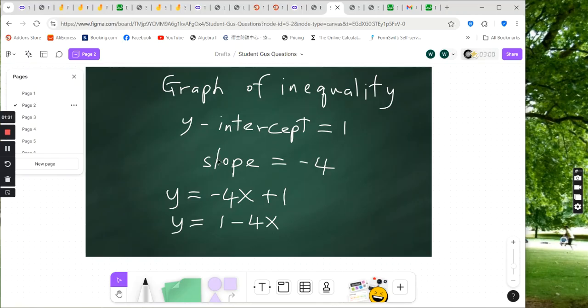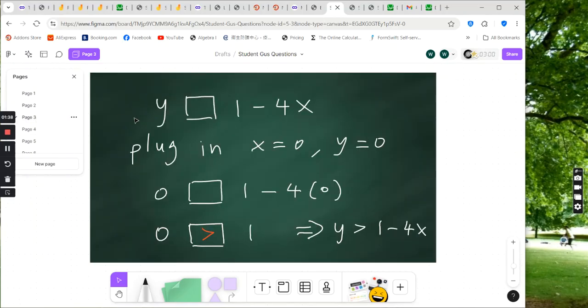Now, the second step is we need to figure out the direction of that inequality. Is it less than, or is it greater than? Now, how do we test this? We're going to plug in the origin, x equals 0, y equals 0. So y equals 0, and when x equals 0, this is 1 minus 4 times 0, which is 1. So 0 compared to 1.